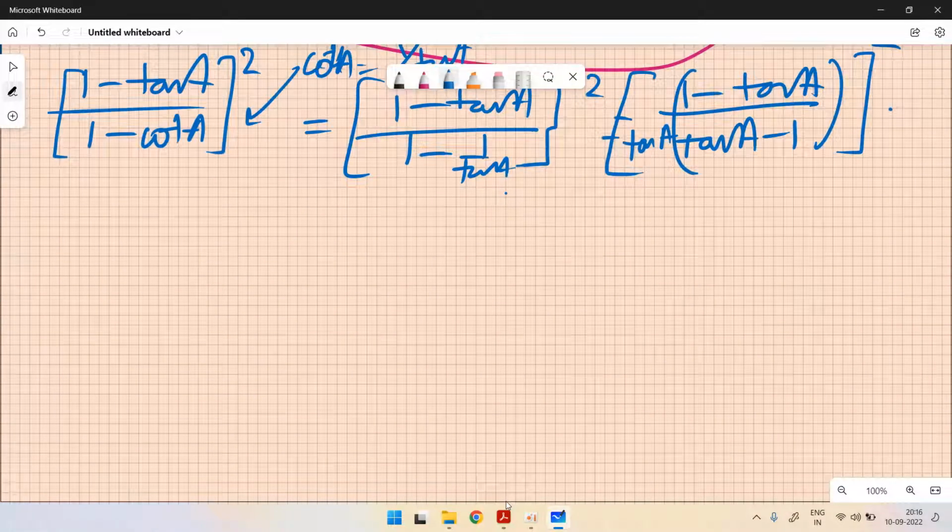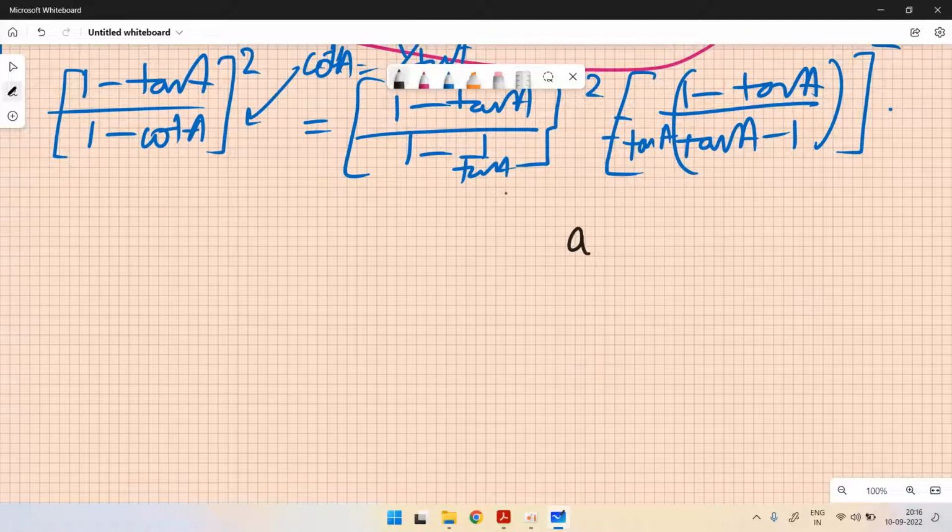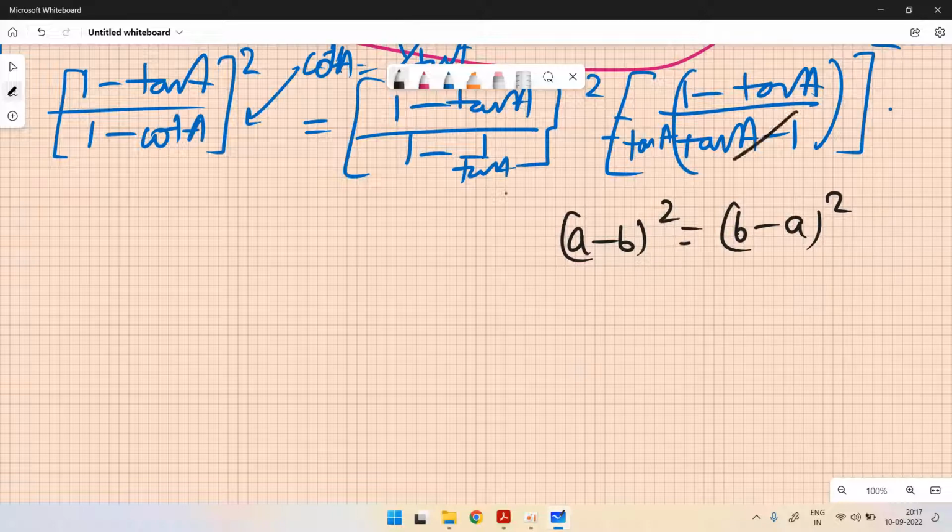Now if you see this, you must be knowing that 1 minus A, whole square, is nothing but B minus A, whole square. This is one and the same thing. This is A minus B, and this is B minus A, whole square. This will cancel, because the square is there in the power terms. Or even if you don't want to cancel this, you write that this is nothing but minus 1.